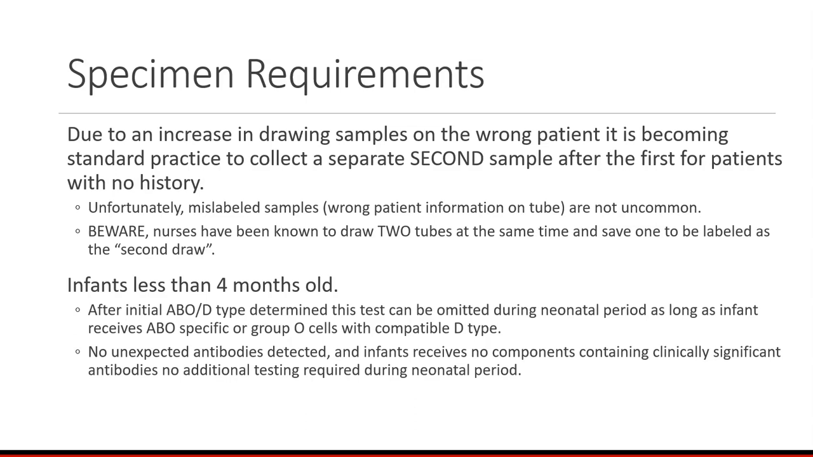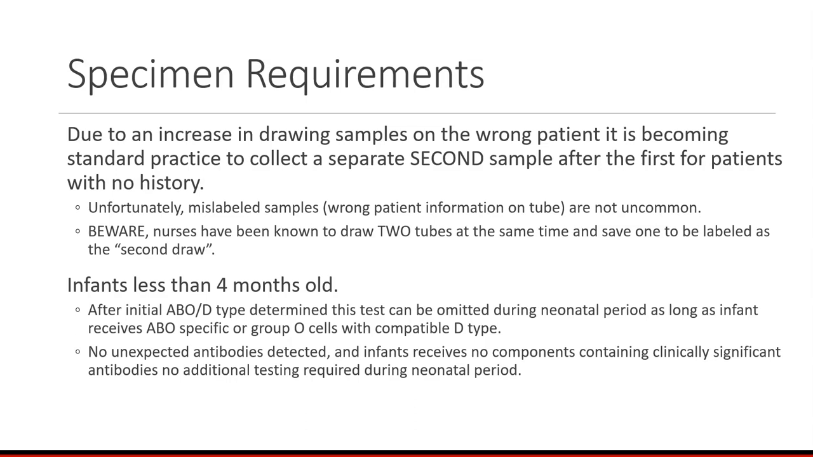Infants less than 4 months old, after initial ABO-D type determined, this test can be omitted during the entire neonatal period as long as the infant receives ABO-specific or Group O cells with a compatible D type. Also, there can be no unexpected antibodies detected, and the infant receives no components containing clinically significant antibodies. Then no additional testing is required during the neonatal period. What this means is that the baby's type is done, and if there's no unexpected antibodies, which the mom will be the best source of doing the antibody screen, and that's what we do.